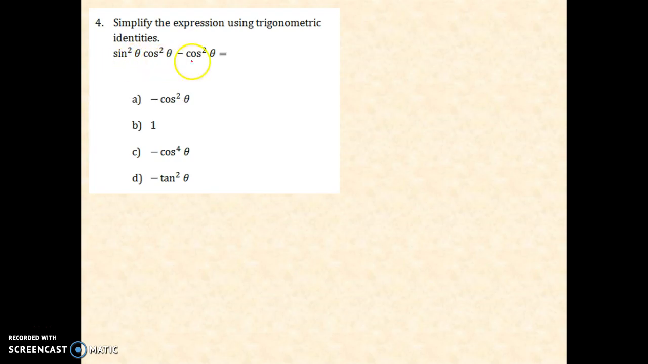Alright, how are we going to simplify this? Well, the thing that jumps out to me first is that I have a cosine squared in both terms. So I'm going to factor that out. Cosine squared theta times, what do I have left? Sine squared minus 1.